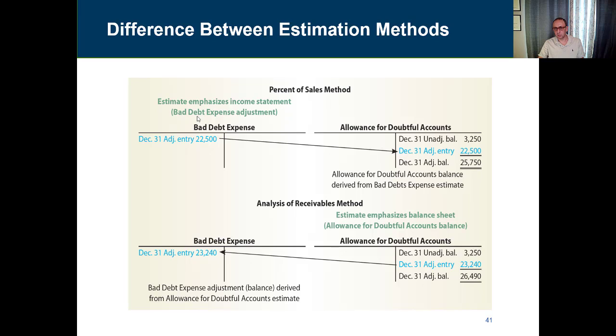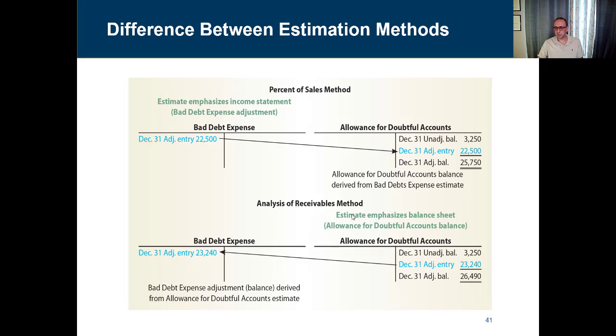So you can see here in the percent of sales method, the estimate emphasizes the income statement, as I just mentioned. So the bad debt expense adjustment would be recorded as follows. We debit the bad debt expense $22,500, which was based on the percentage that we multiplied by our credit sales for the year. And the same value is going to be recorded as the adjusting entry. The adjusted balance is going to be whatever it comes to based on the previous balance.